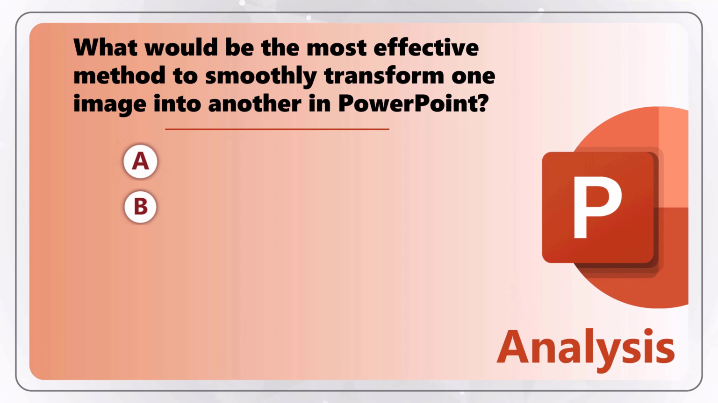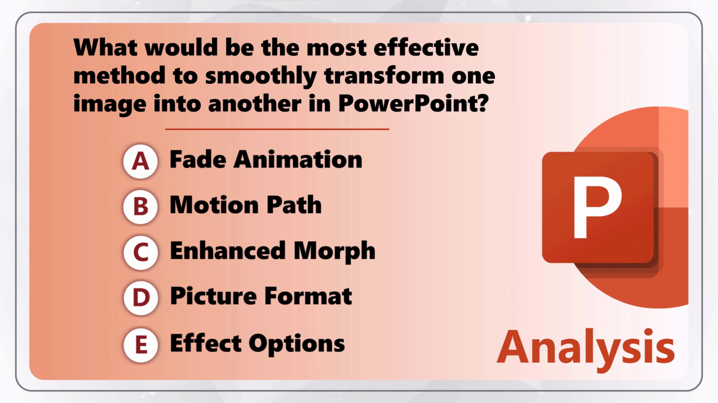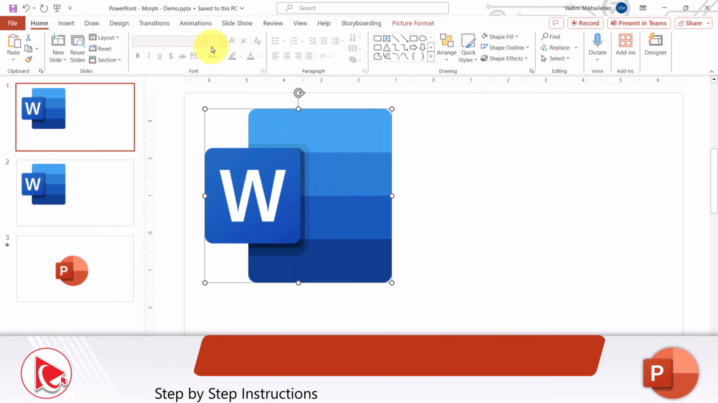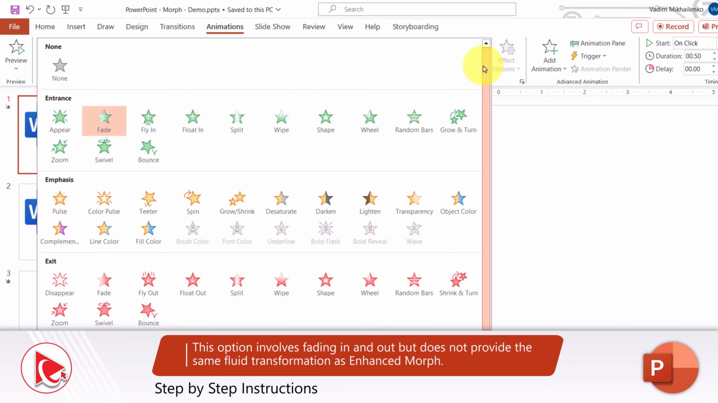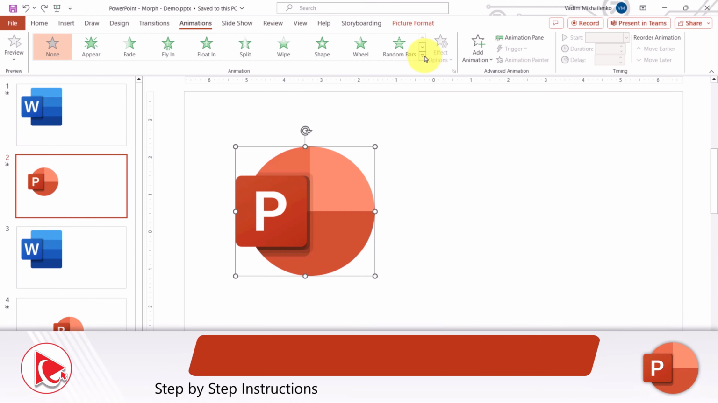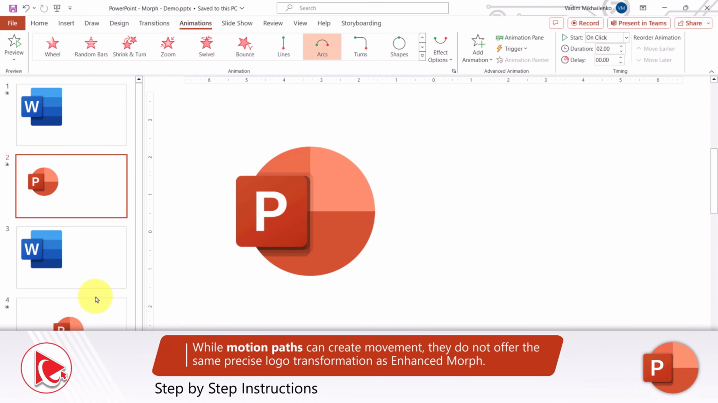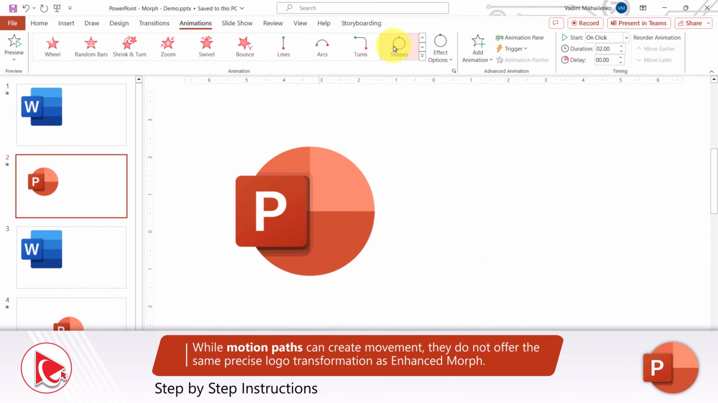To get to the correct answer, let's look at different options presented in this question to determine why they might be incorrect. Let's start with the choice A, fade animation. This option involves fading in and out, but it does not provide the same fluid transformation we're looking for. Choice B, motion path, is also incorrect. While motion path can create movement, motion path does not offer the same precise logo transformation as we're looking for.